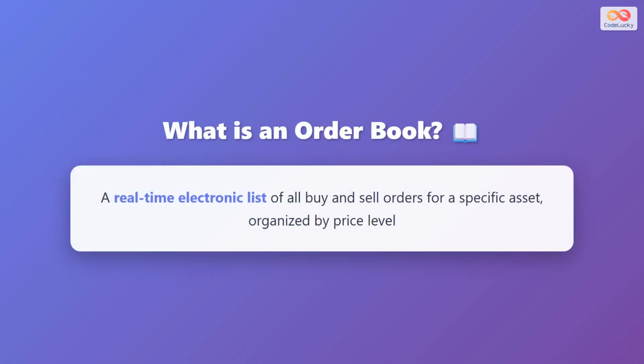An order book is a real-time electronic list of all buy and sell orders for a specific asset. These orders are organized by price level, showing you exactly what traders are willing to pay or accept at any given moment. Think of it as a live scoreboard that displays all the active trading interest.